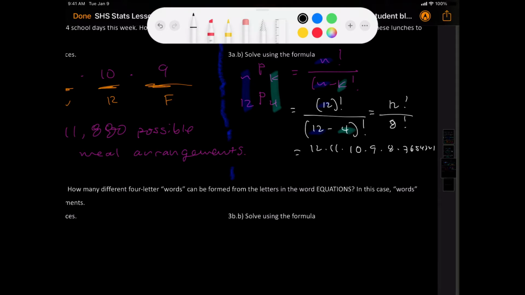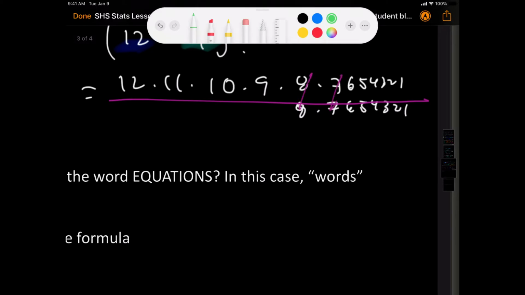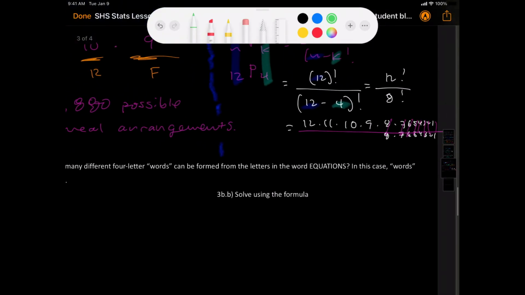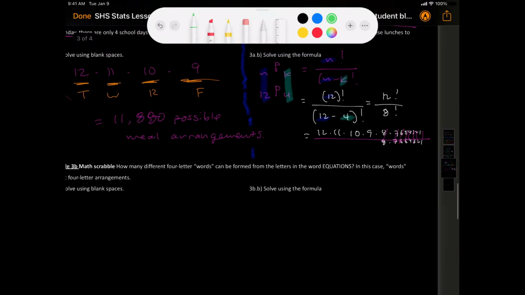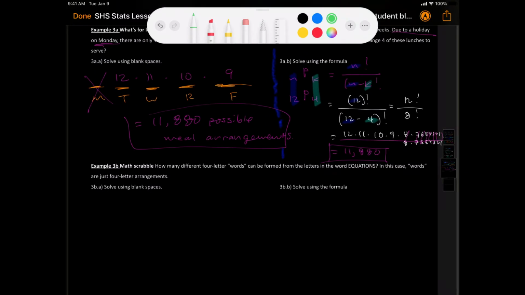But watch what happens. 8 factorial is 8 times 7, 6, 5, 4, 3, 2, 1. And basically what I'm doing here is these will cancel to equal 1. What does that mean? You're just left with 12 times 11 times 10 times 9, which we just did in the last problem, which was 11,880. So that's using the formula. So again, I can use blank spaces or the formula, and you'll get an answer.